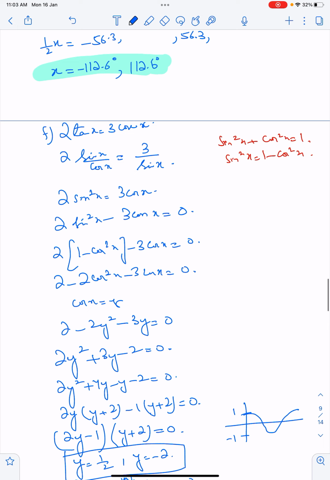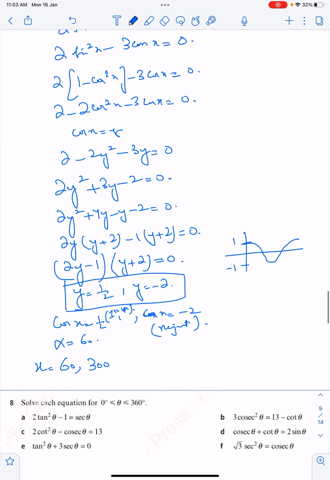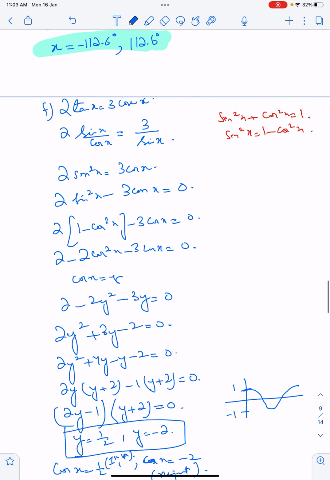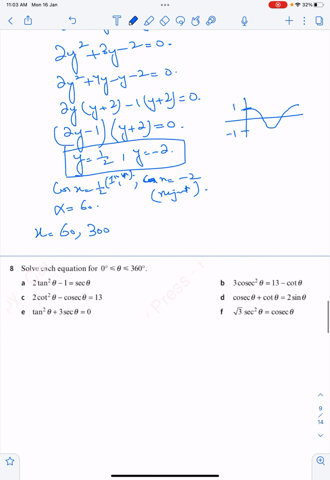But the thing is that we had to look for the angles in the range for x from -180 to 180. So I'm not going to take this. I'm going to take 60, and obviously on the negative side it's going to be -60. So these are the two answers. You can just arrange them and write them down as the final answer.